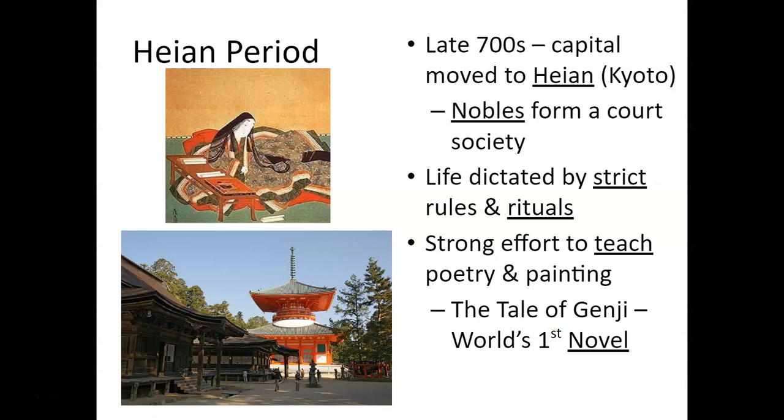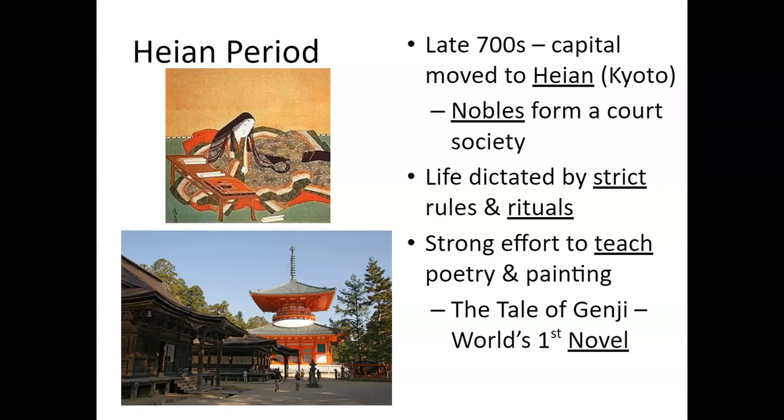So in the late 700s, the Japanese moved their capital to Heian, what we would consider modern day Kyoto, and the nobility form a court society. So it's a more developed central form under the nobility, and they live by a very strict set of rules and rituals. And this can be important because this idea of strict following of rules and rituals is going to kind of progress itself through Japanese history or culture, even to this day. They follow very strict sets of rules and traditions. It's very important to them.